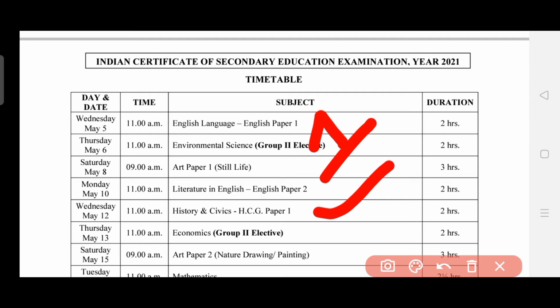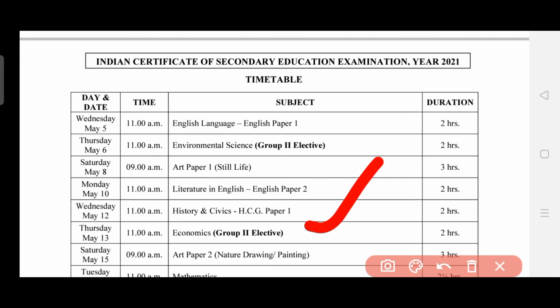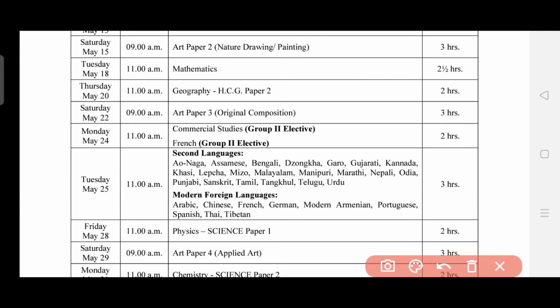Now the next thing is that on Wednesday, May 13 you have economics, and on Saturday, May 15 you have art paper 2, which is nature drawing and painting. Let's head towards May 18, when you have the mathematics examination. Yes, this is the most important date and you need to keep it in your mind, that on May 18 you are having the biggest examination, the maths examination. So do prepare. You have lots of time for the maths examination, I think 4 to 5 days or 1 week.